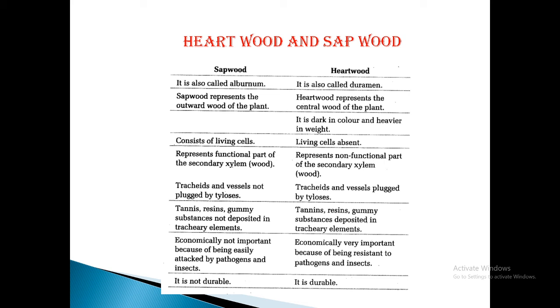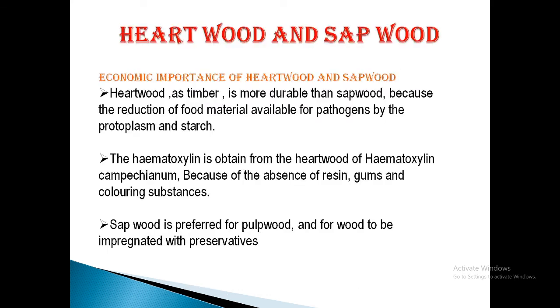Economically, sapwood is not important because it is easily attacked by pathogens and insects. And heartwood is economically very important because of its resistance to pathogens and insects. So what is the economic importance of heartwood and sapwood? From the economic point of view, heartwood is more useful than sapwood.